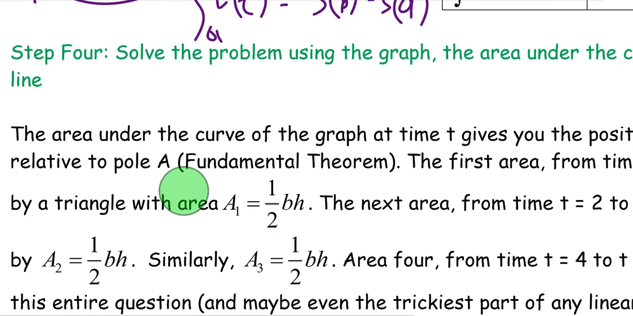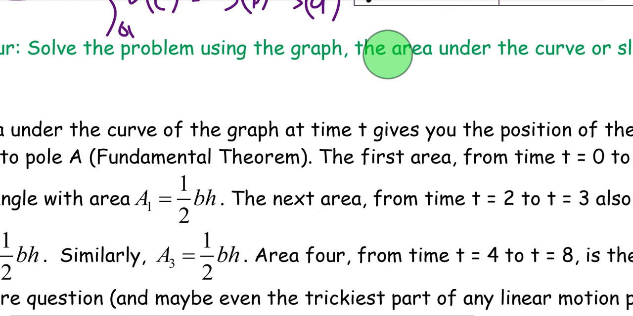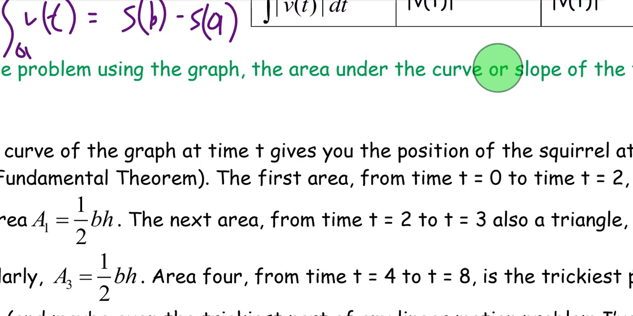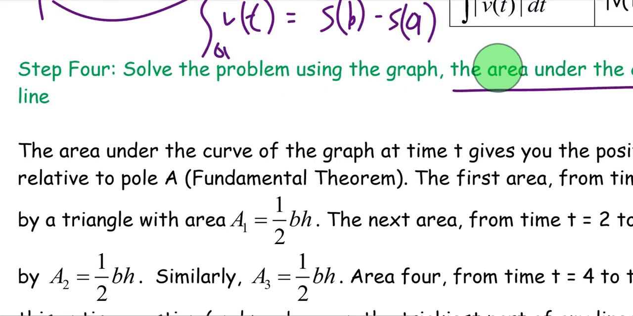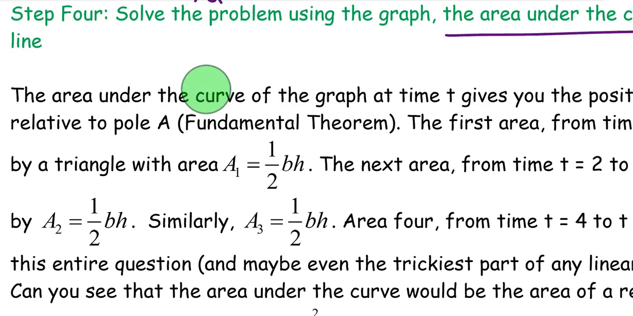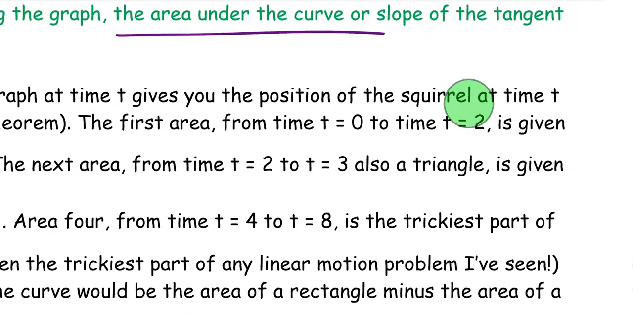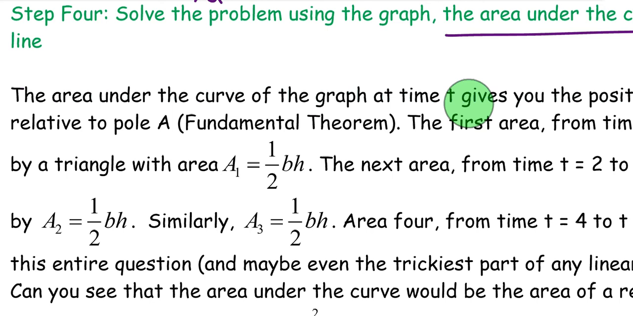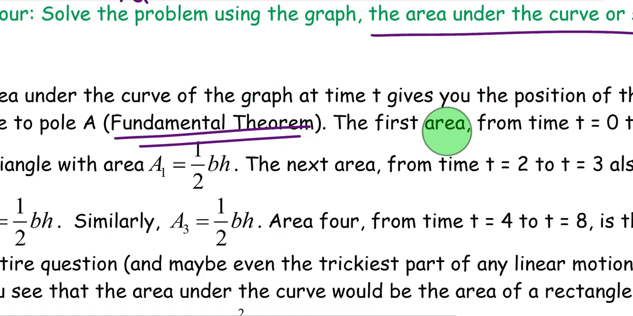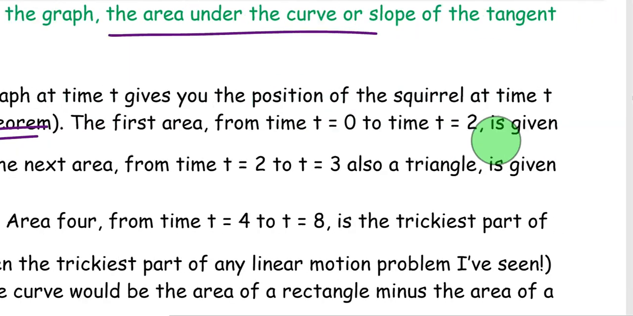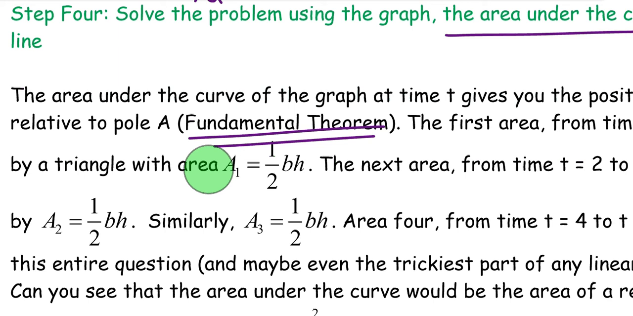Okay, so that being said, we're going to solve the problem using the graph, the area under the curve, or the slope. In this case, we're going to be using the area under the curve. The area under the curve of this graph at time t gives you the position of the squirrel at time t relative to pole A. This comes from the fundamental theorem of calculus. The first area from time t equals 0 to time t equals 2 is given by a triangle.